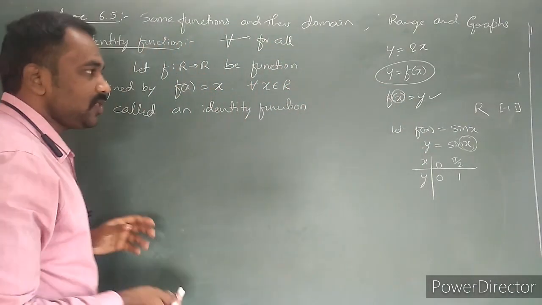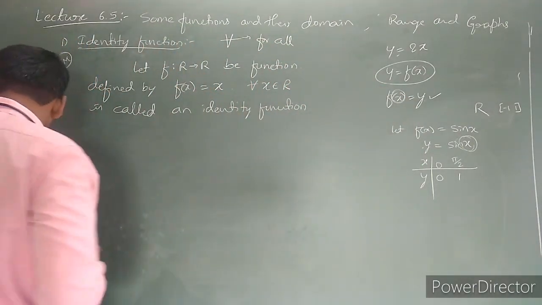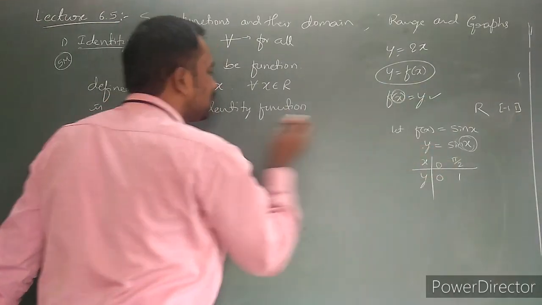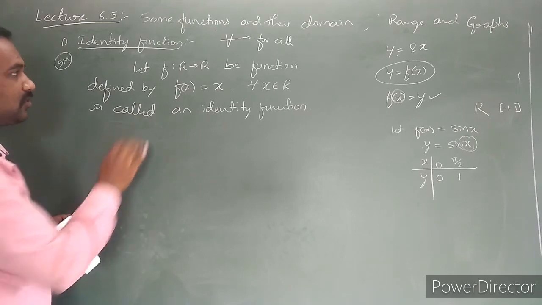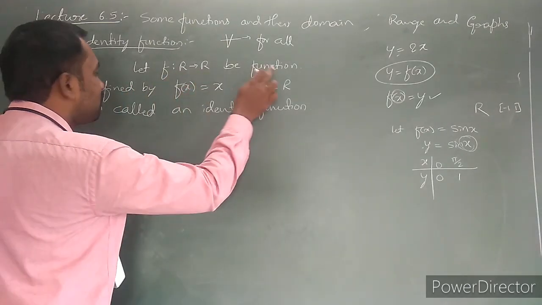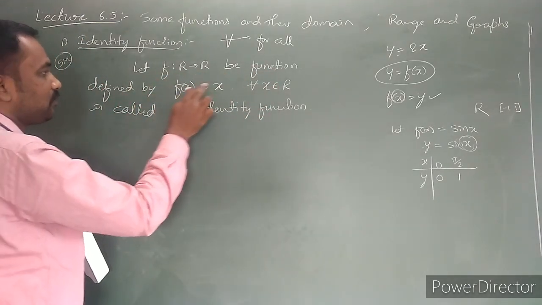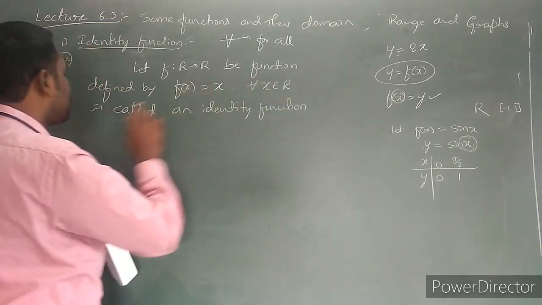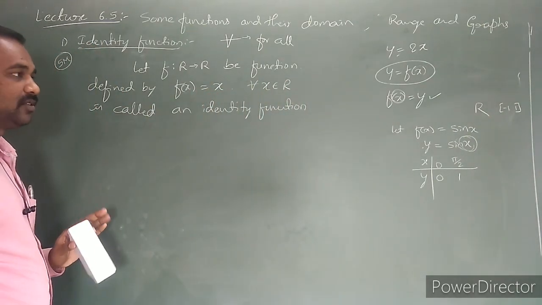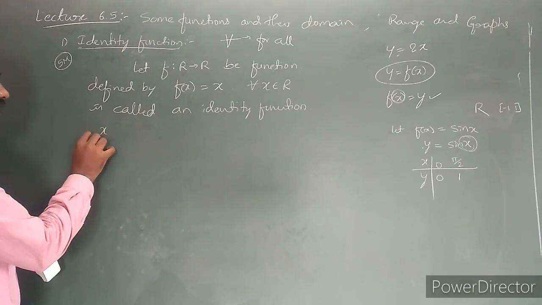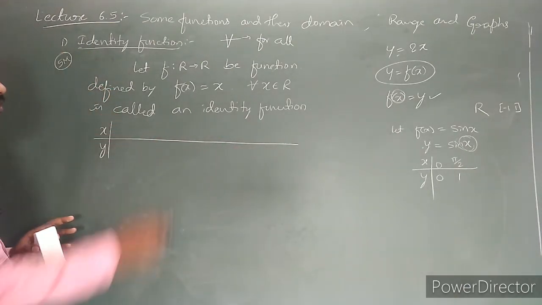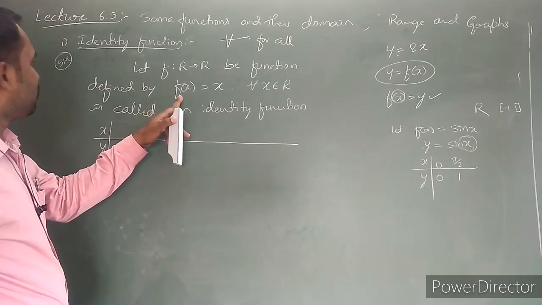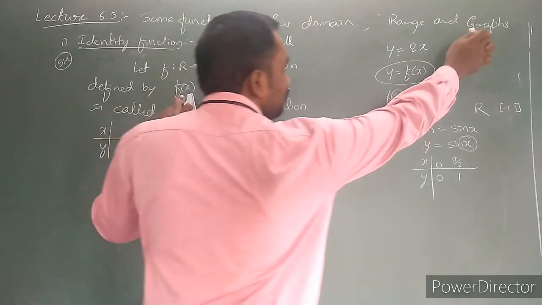Okay, come back to this one, the identity function. In the same manner we have already solved. Now, just simplifying, the definition is over. Let f from R into R be a function defined by f of x is equal to x for all x belongs to R, called an identity function. Very simple. Now here also I choose some x and y values to draw this one. We are required to draw the graph.